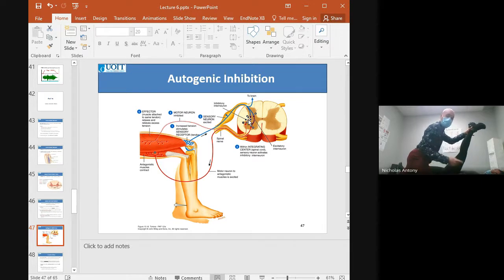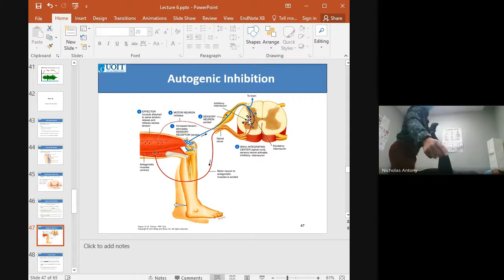So every time she pushes as hard as she can, she is reflexively going to turn off that muscle a little bit. That's based on autogenic inhibition.